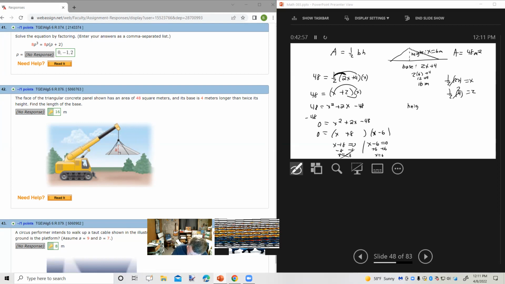So height, 6 meters, base, 16 meters. And it says find the length of the base. So the answer to go in the box would be the 16 meters.